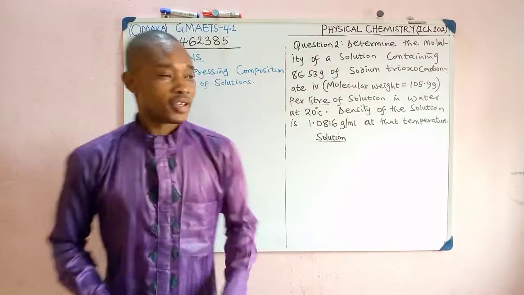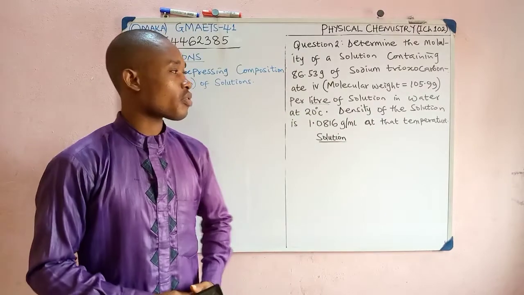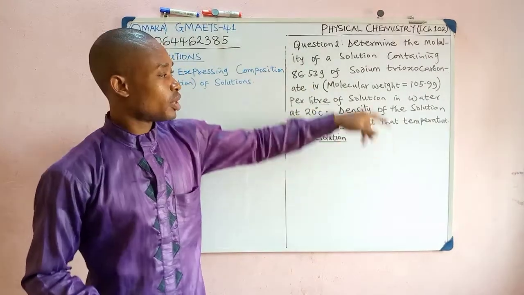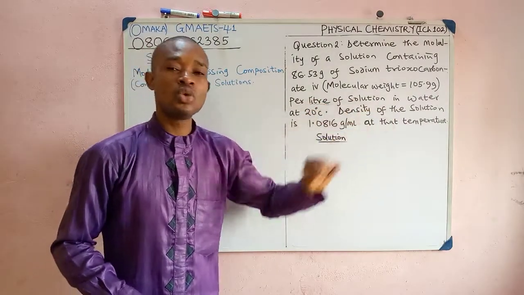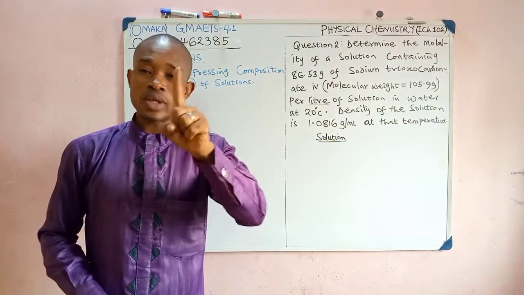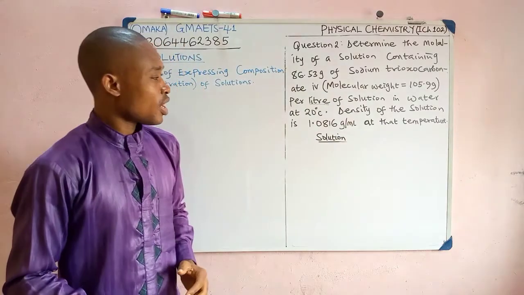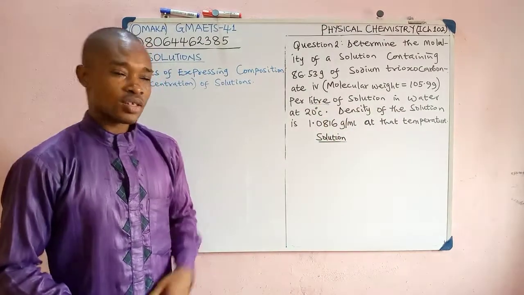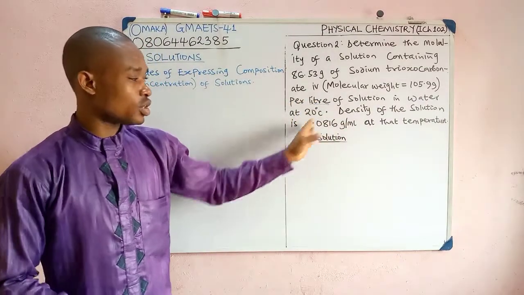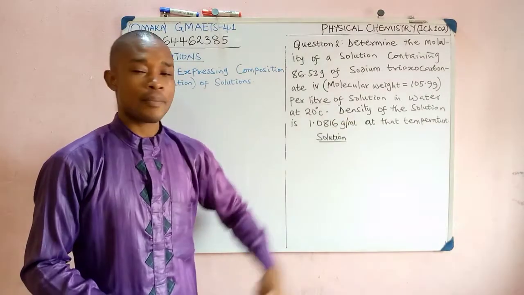We have this second question on the board. To determine the molality of a solution containing 86.53 grams of sodium carbonate, the molecular weight was given to us as 105.99, per liter of solution. This per liter means 1 liter of the solution. Per means one quantity of that thing. In water at 20 degrees centigrade, so the solvent here is water. The density of the solution was given to us as 1.0816 grams per ml at that temperature.